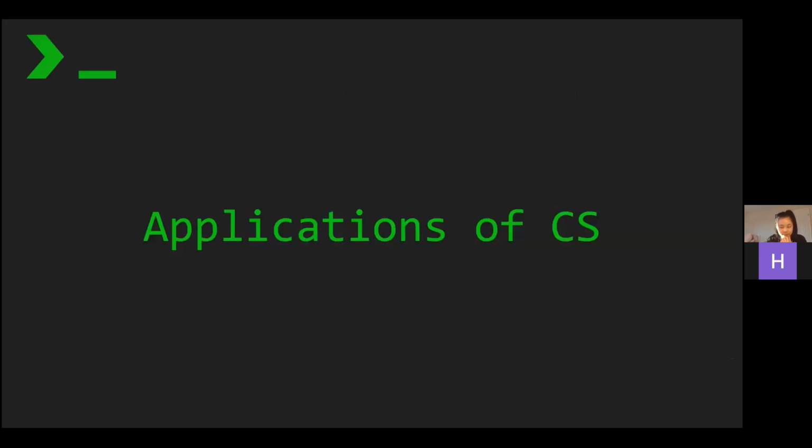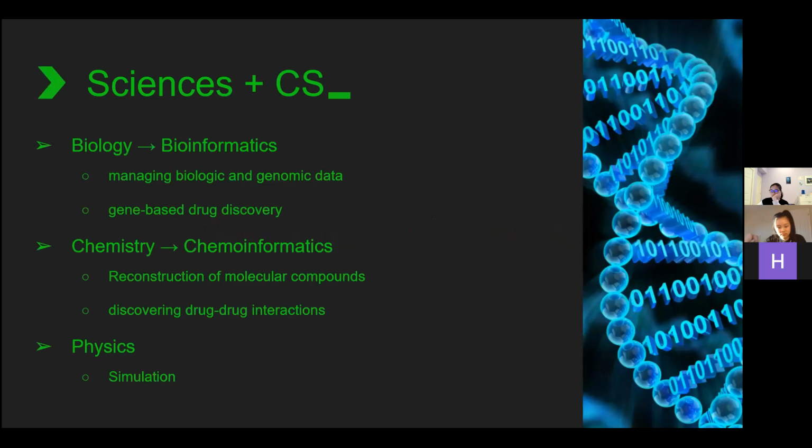So now that we know what computer science is, let's move on to the different applications of computer science in other fields. Computer science is a field good for interdisciplinary studies. For those who don't know what interdisciplinary means, it means the combination of two or more academic disciplines into one. For example, let's take a look at the three sciences: biology, chemistry, and physics.